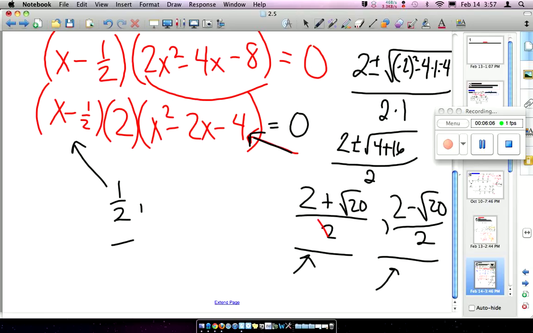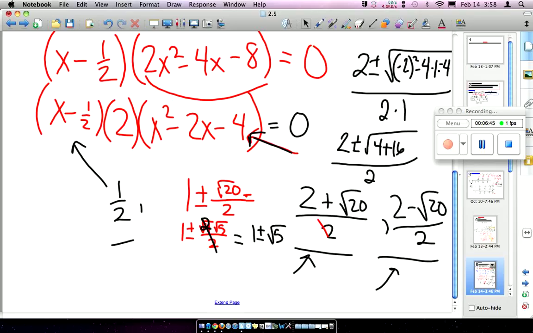Let's see, I'm going to separate the denominators. So it's going to be 1 plus the square root of 20 over 2, or 1 minus the square root of 20 over 2. But it looks like the square root of 20 has a perfect square in it. So this is equal to 1 plus or minus the square root of 4 times the square root of 5, over 2. The square root of 4 is just 2, so those 2's will cancel. So the correct solution is 1 plus or minus the square root of 5. Those are the other 2 solutions in proper form.